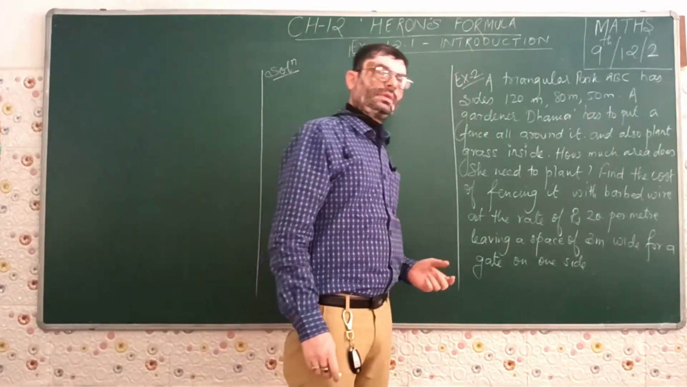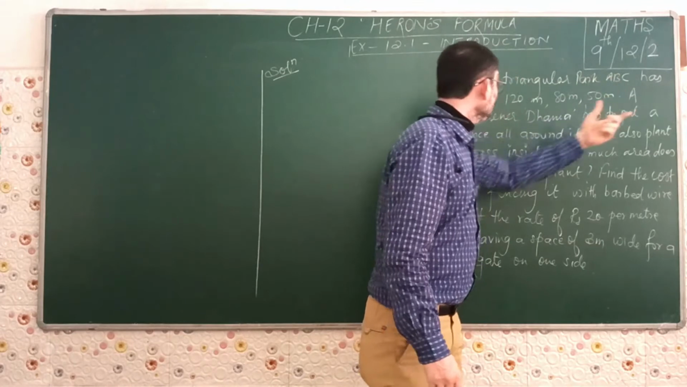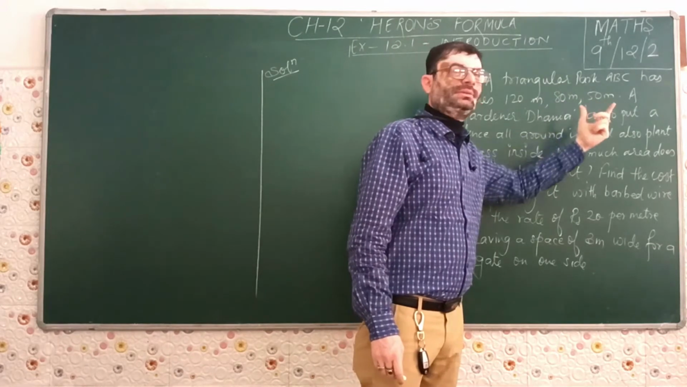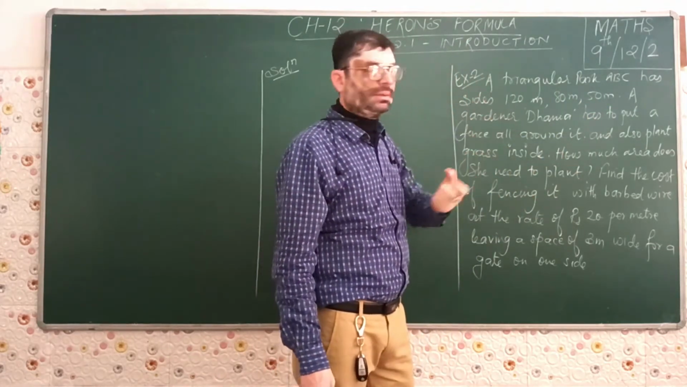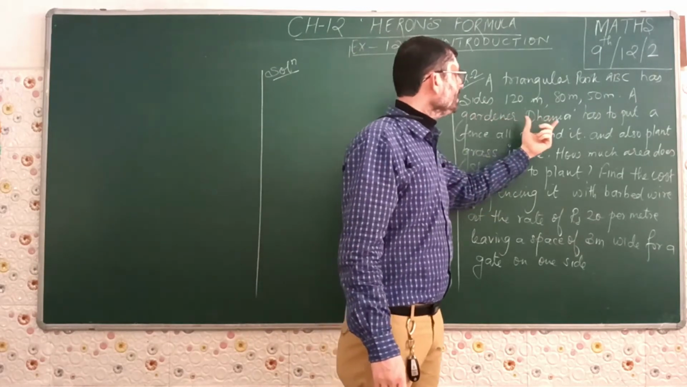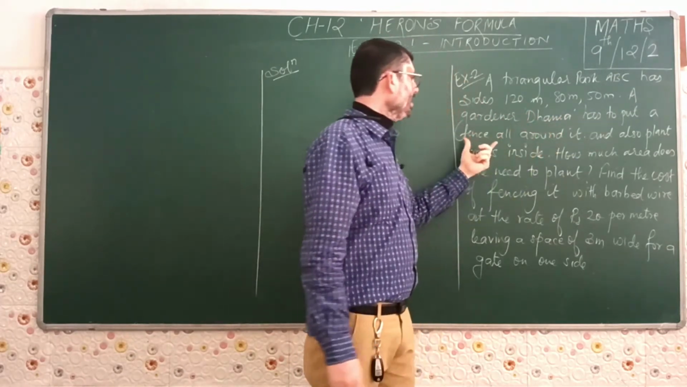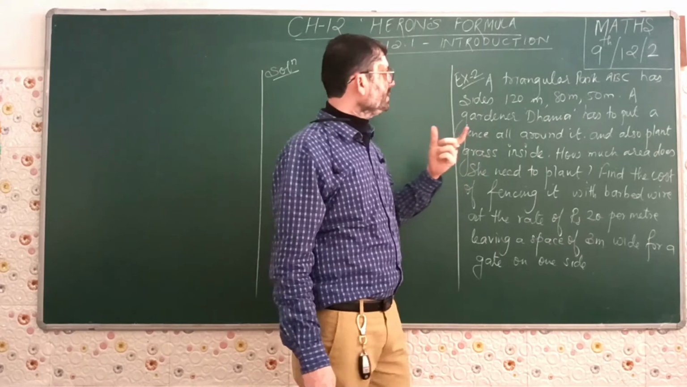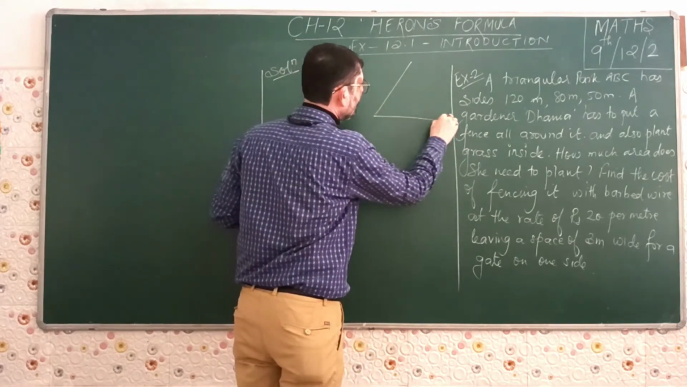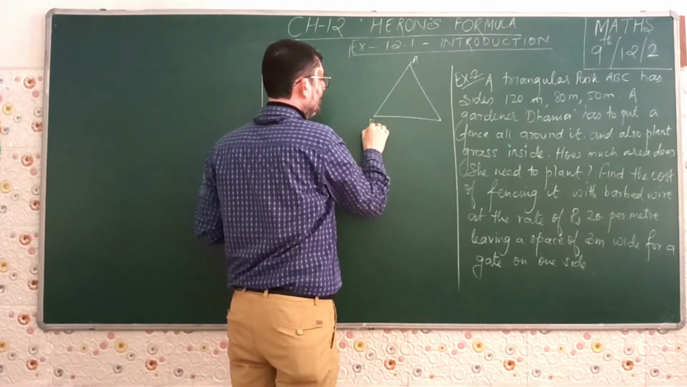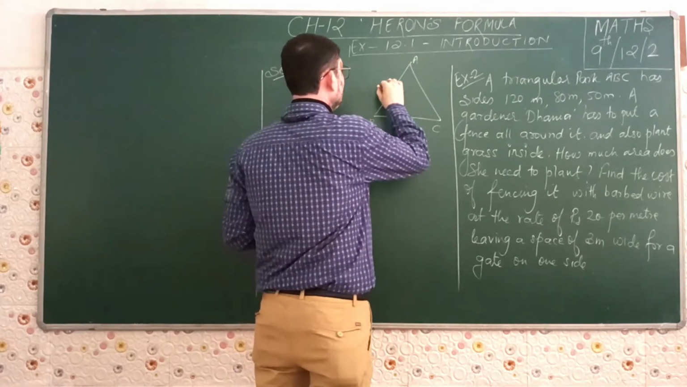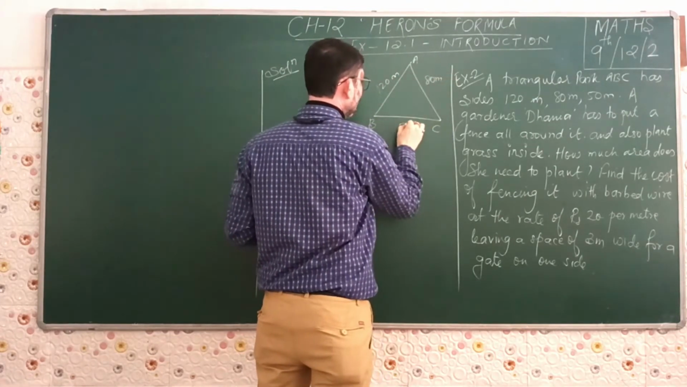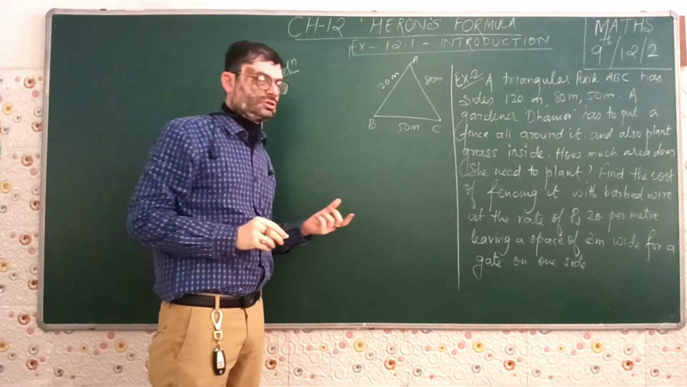Example number 2. A triangular part ABC has sides 120 meter, 80 meter and 50 meter. So these are the three sides of our triangular part that is given to us. A gardener named Dhanya has to put a fence all around it and also plant grass inside it. That means, suppose we are given the triangular part A, B and C with three different sides, say 120 meter, 80 meter and 50 meter. The dimensions of the triangular part are also given to us.